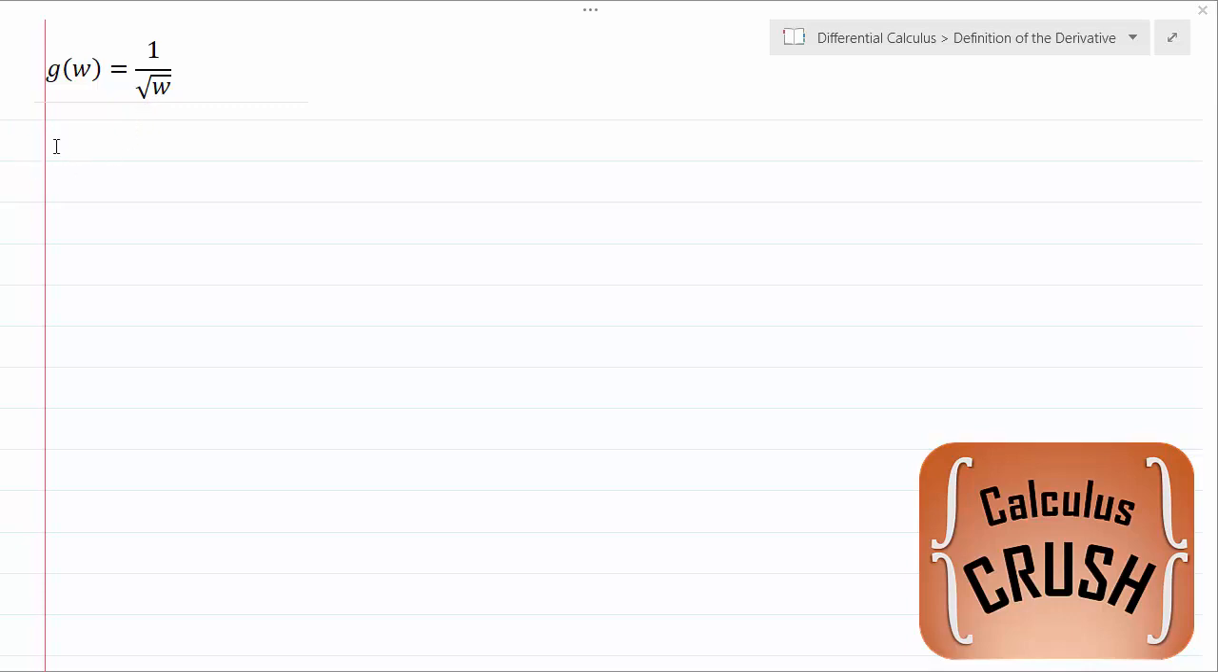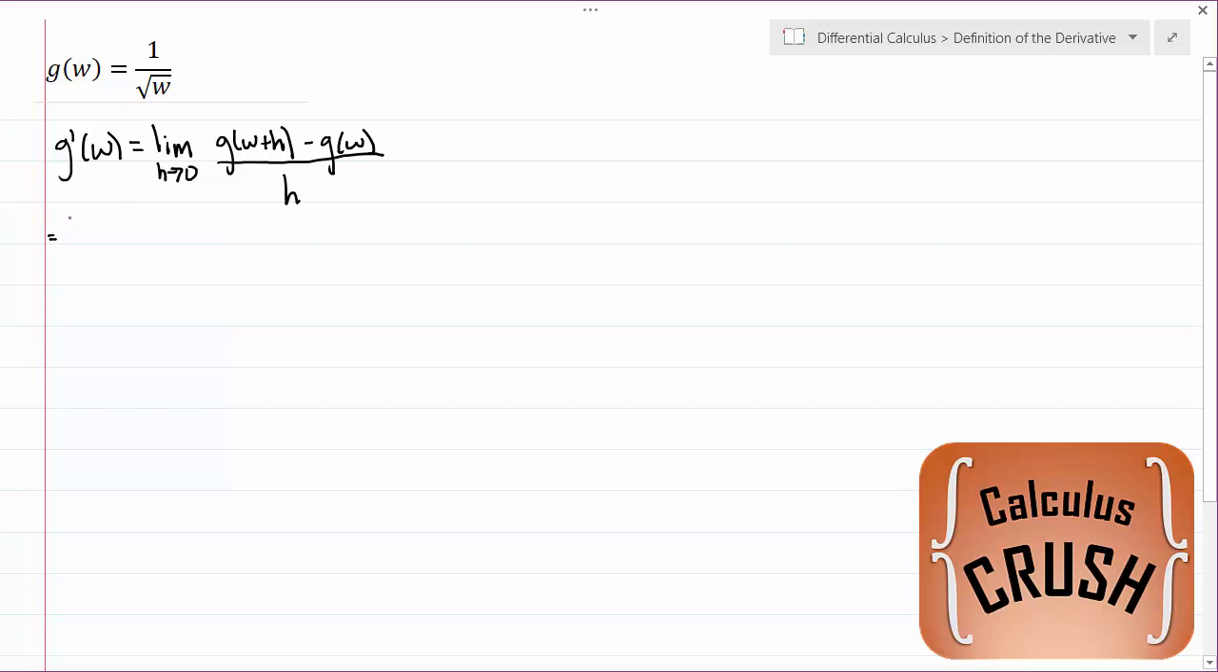Let's start out by writing down the definition of the derivative. So that would be g prime of w. Prime designates the derivative. It's a limit as h approaches 0, g of w plus h minus g of w, all divided by h. If you don't know where this comes from, you can click on it and it'll link you to another video where I derive this. This is the definition of the derivative, or the definition of the slope of the tangent line. You can see where that comes from.